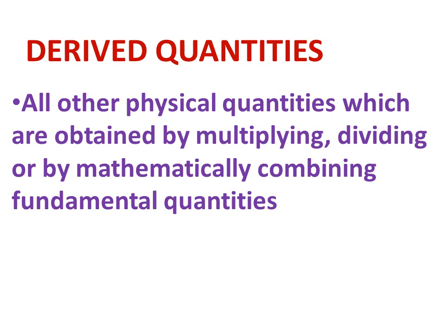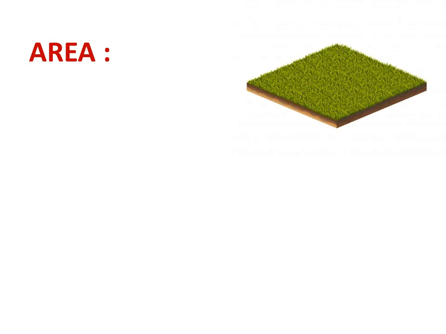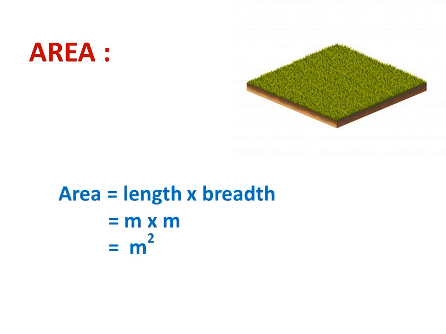Next, we shall know what is area. Area is a measure of how much space there is on a flat surface. The area of a plot can be derived by multiplying its length and breadth. Therefore, area is equal to length into breadth. This can be written as meter into meter, that is meter square or square meter.